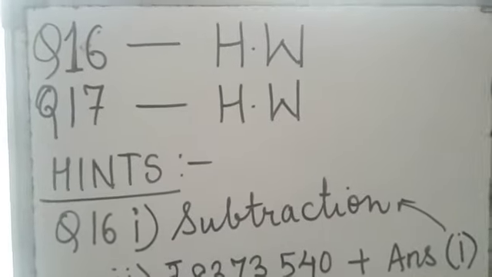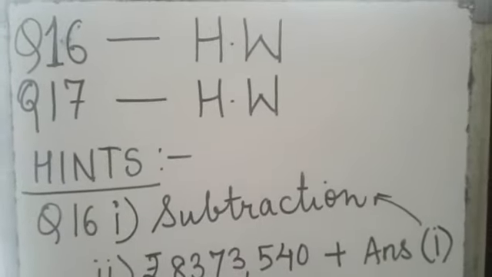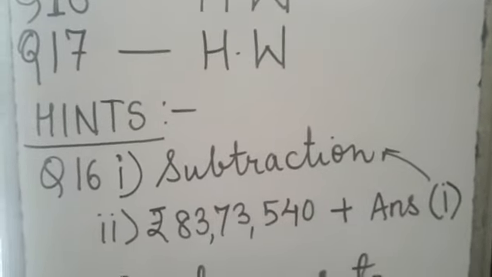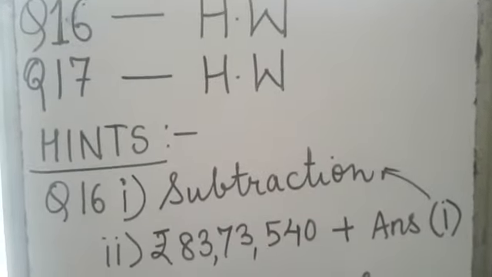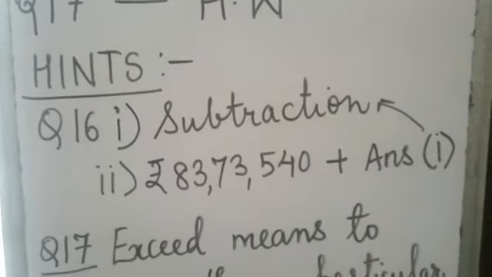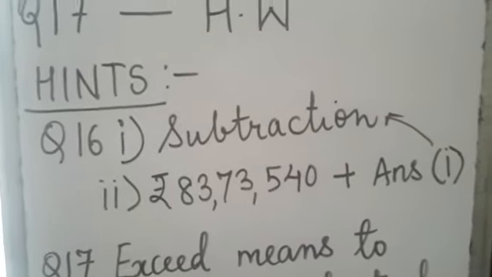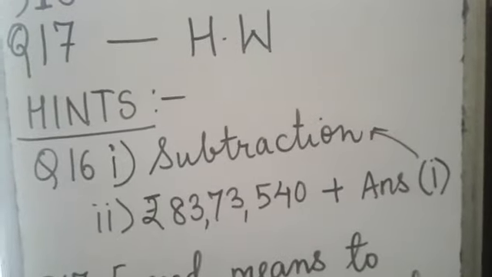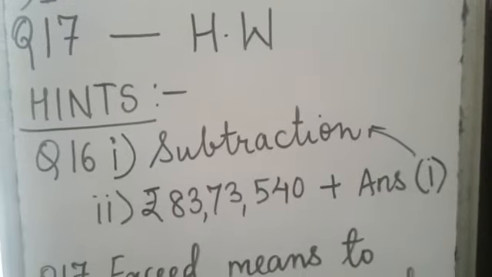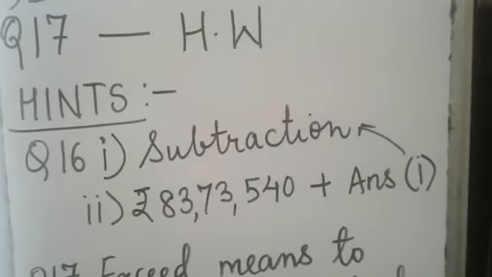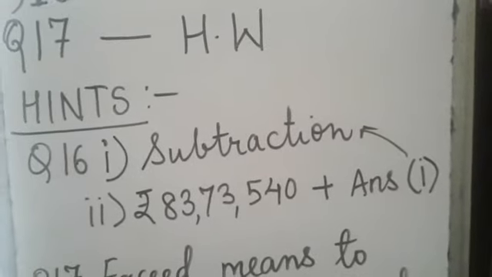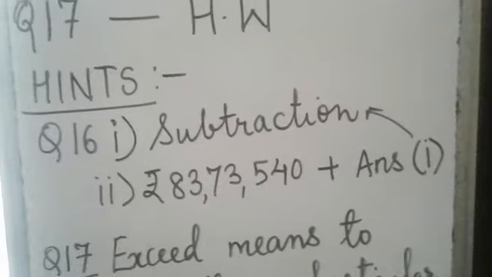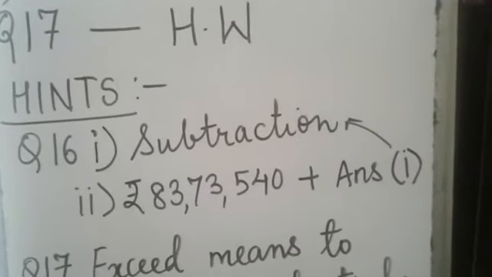Okay students, question number 16 and 17 I have given for homework, but before that I can show you a few hints about 16 and 17. Please keep your textbook with you. Question number 16: the sale receipt of a company in a certain year was rupees 83,73,540. In the following year, it was decreased by rupees 7,84,670. Then two sub questions are given.